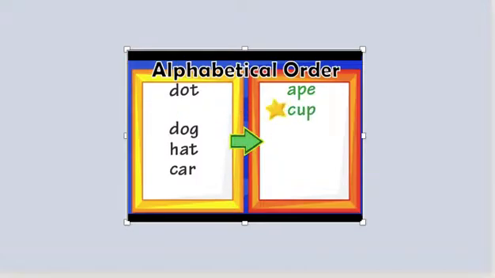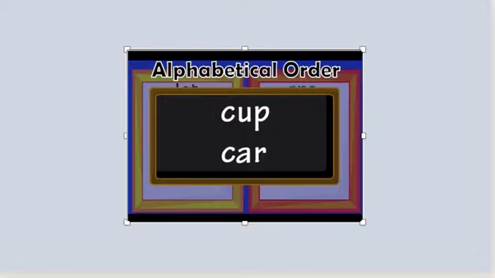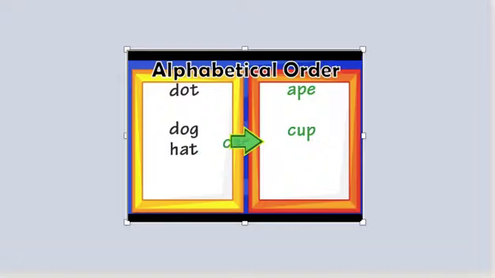Our second word. Okay. Uh-oh, another C word. It's okay, no problem. Don't panic. Now we just have to look at the second letter. Let's line these up. C is the same, so we ignore that letter and look at the second letter. A and U. A comes first. So car is actually our second word, and cup is our third word.